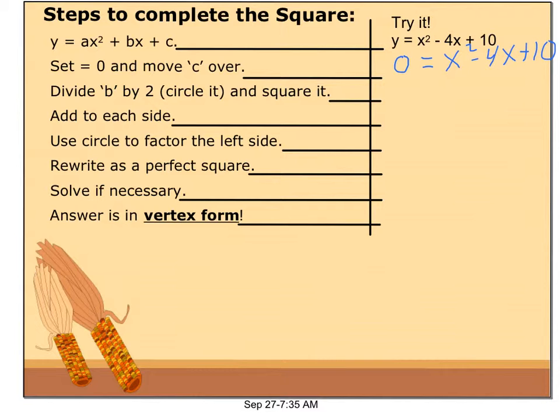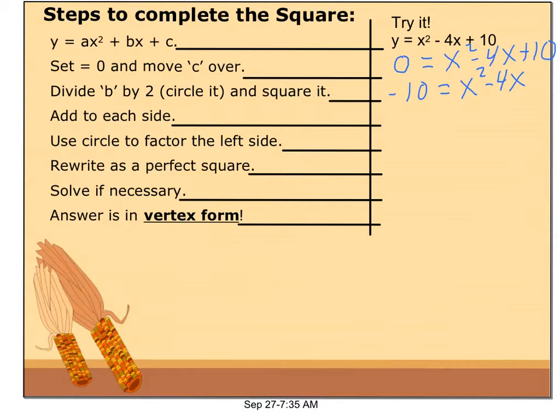Our c term, which here is 10, move it over. I subtracted 10 from both sides, and I get an expression that looks like this. All that's been done so far is set it equal to 0 and subtract 10 from both sides. Now I did that because, remember, when I looked at factoring this, 10 didn't work. So I want this to end in a different number, one that's going to work nicely as far as factoring the right side.